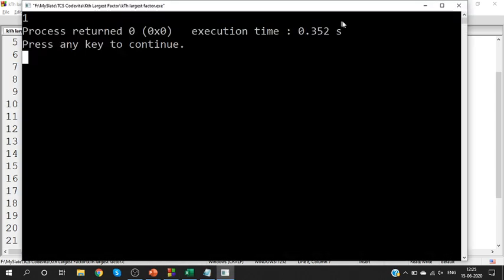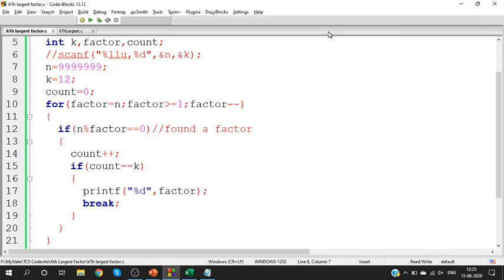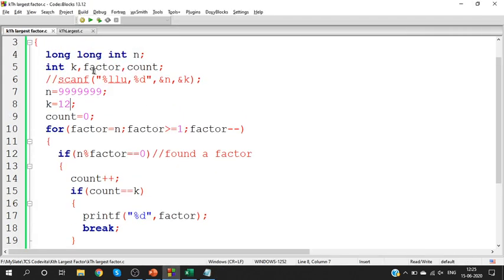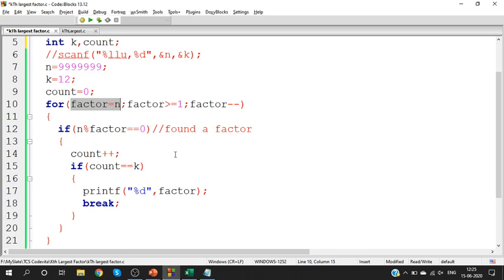Okay, look at the time, 0.352. Last time it was 0.108. This time it is 0.352. From now on, don't look at the answer. Answer is perfectly right. Look at the number alone. So factor is also initialized as n, right? Factor is initialized as n. So factor is also a long integer. Since factor takes n value, if n is long int, factor is also long int.